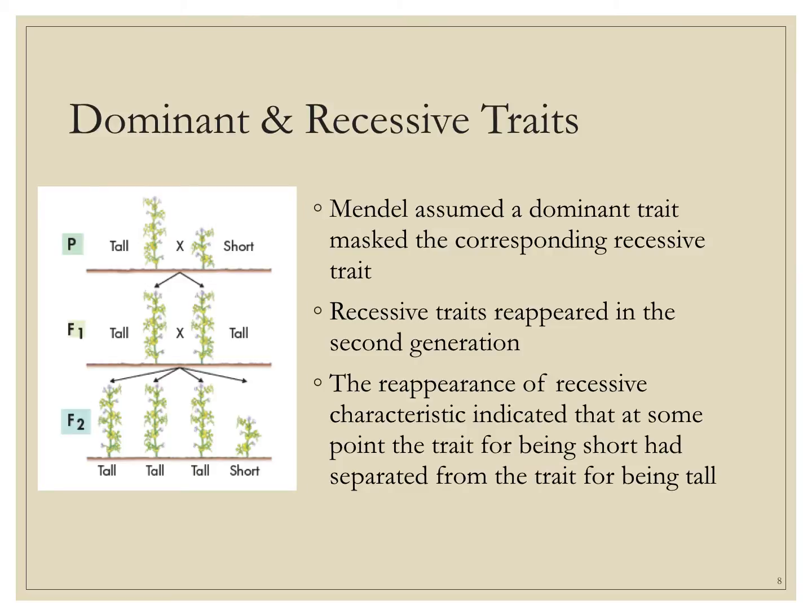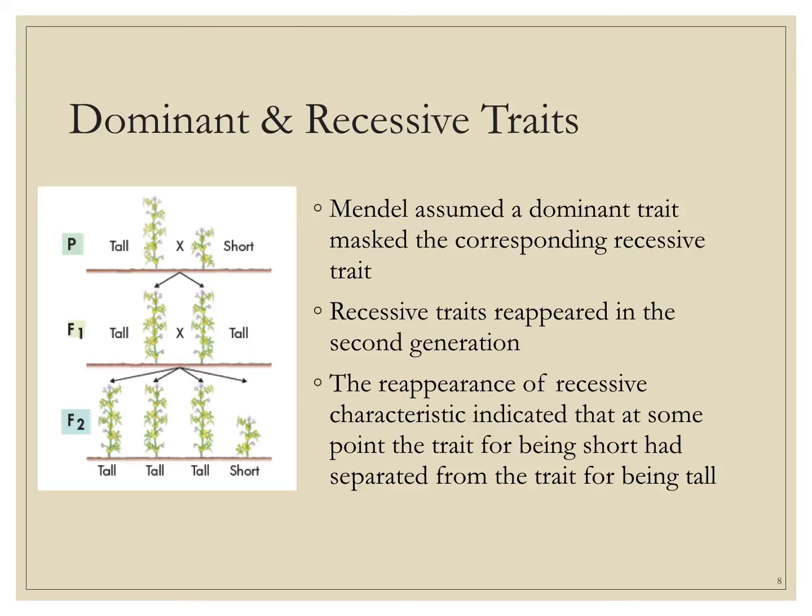So in his F2 generation, the example given here is he crossed a tall plant with a short plant. So his F1 generation gave him all tall plants. Well, when he let those plants self-pollinate, in his F2 generation, he got a small percentage, roughly 1/4 of the next generation, produced short plants. So what he assumed was that being a tall plant was dominant, and that masked the recessive trait.